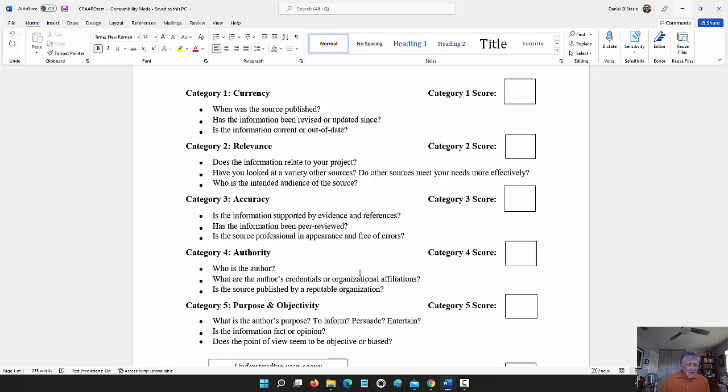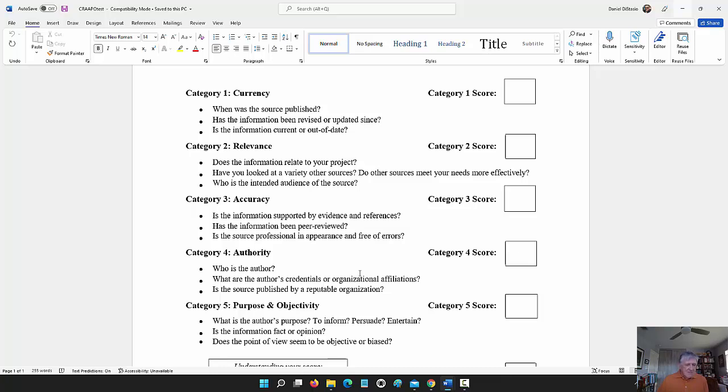Currency, when was it published? Relevance, how is it relevant to your question, to your thesis? Accuracy, how accurate is the information, is it peer reviewed? What gives this source accurate information? And authority deals with who's the author, who's publishing it. If it's the Harvard Business School, that's a pretty solid authority.